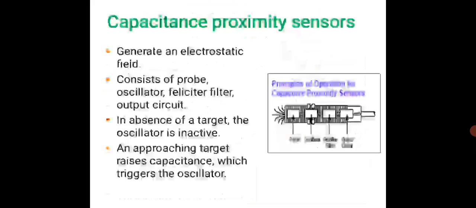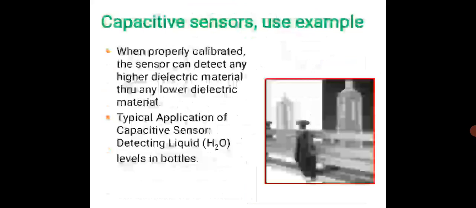Next, capacitance proximity sensors. Once you talk about capacitance, obviously it will generate an electrostatic field. You can see in the picture it consists of a probe, oscillator, filter, and output circuit. In the absence of a target or object, the oscillator will be inactive. Once a target approaches, the capacitance automatically rises, which will trigger the oscillator. This is the basic principle of capacitance proximity sensors.